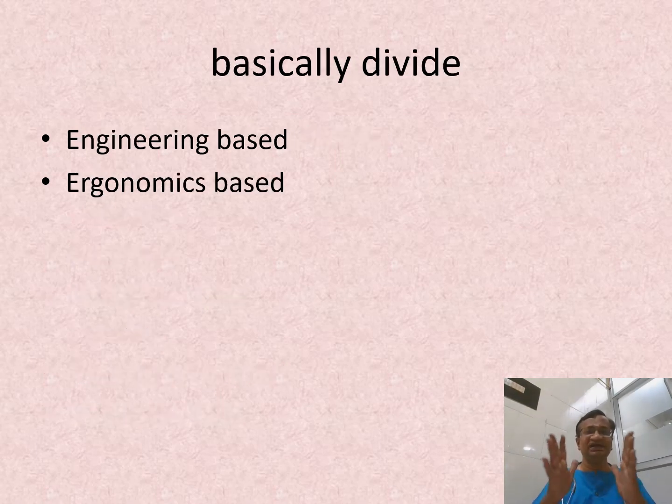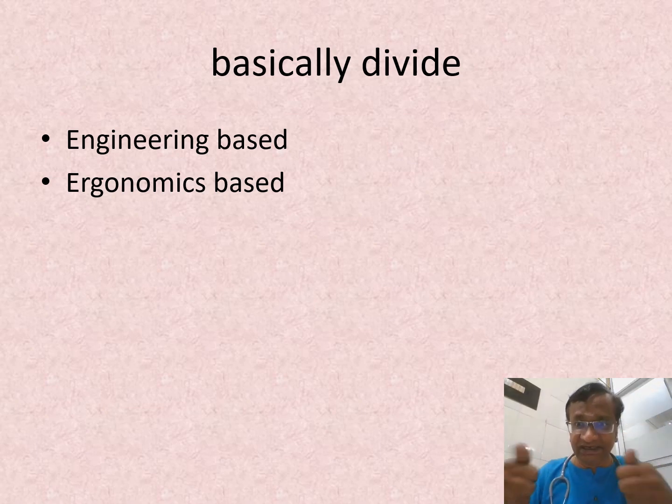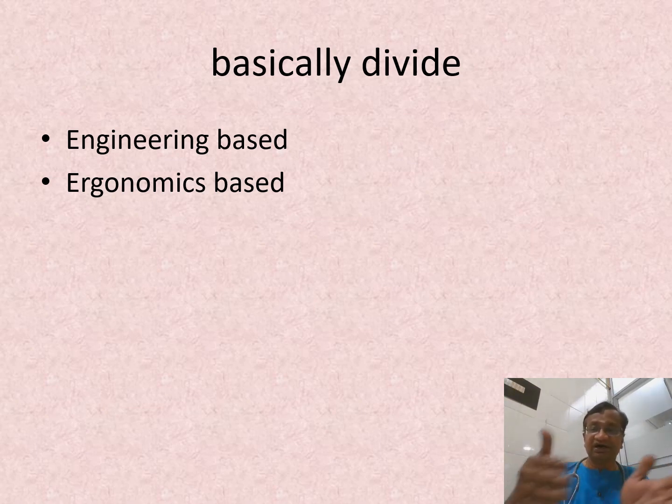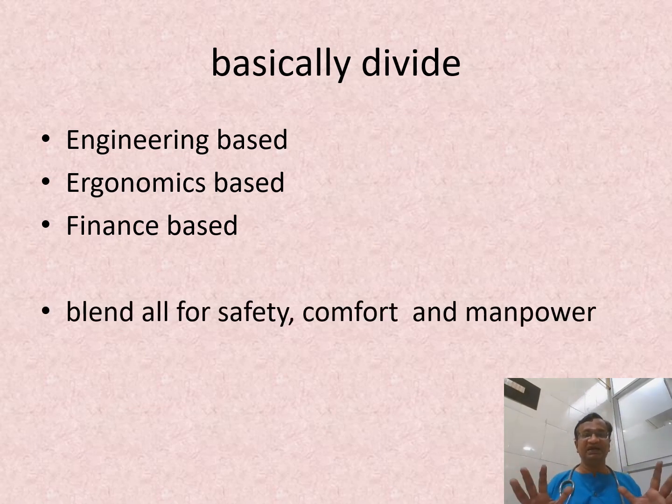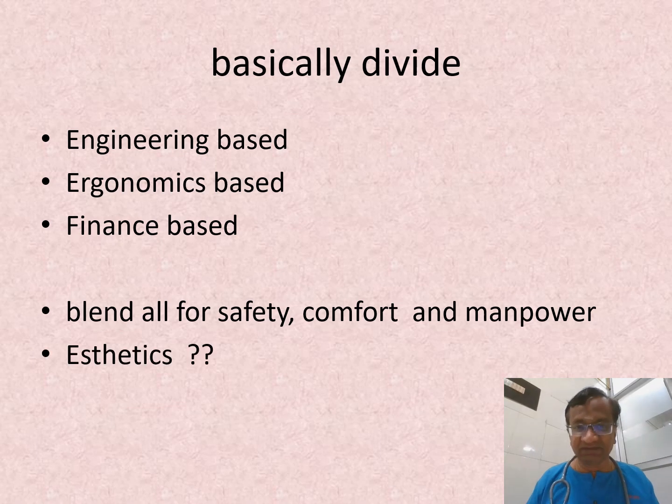So basically the design is divided into engineering based and ergonomics based. Engineering based is something which needs structural integrity, but ergonomics based is important, because if you construct a theater without a corridor where we cannot push the structure into the theater hall from the corridor, then it is a waste. So it should be ergonomics based: where the anesthetist will stand, where the anesthesia machine will come, and if it is going to be an orthopedic theater, where the C-arm will come. All these things should be ergonomics based, and it's also engineering based, and lastly it's finance based also. So blending all for safety, comfort, and manpower.